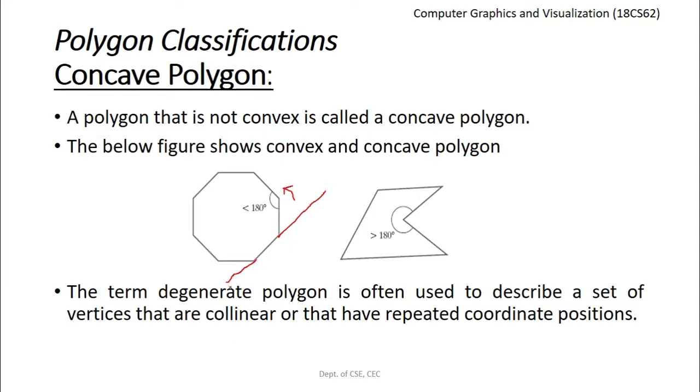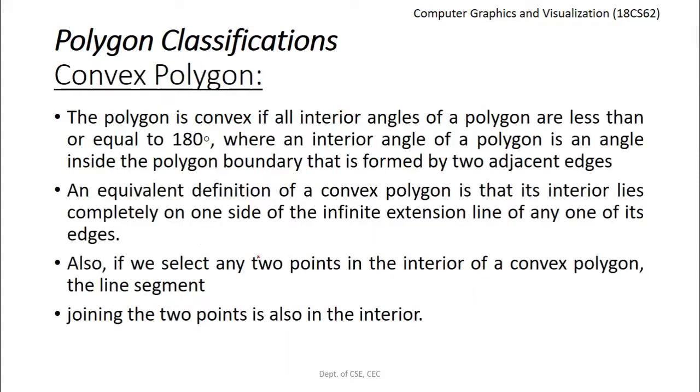If you extend one of the edges of a polygon infinitely and all the vertices or its interior lie on only one side of the infinite extension of any of its edges, we consider it a convex polygon. As you can see, I have extended this edge infinitely, and the entire interior of the polygon lies on only one side of this extended edge. So this is one more condition we need to check for a convex polygon.